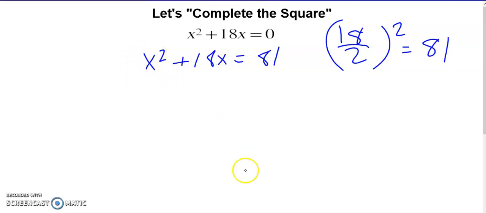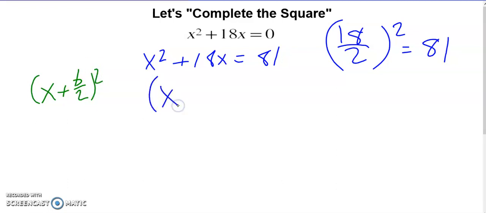Factor this left side. It's going to factor as x plus b over 2, squared, every time. So we're going to write x plus b, where b is the number in front of x. b is 18. Cut 18 in half and I get 9. Boom. There we go. Let's try a third one.